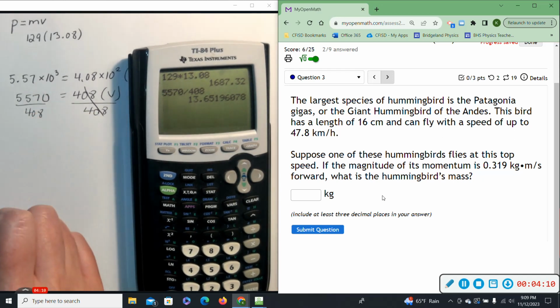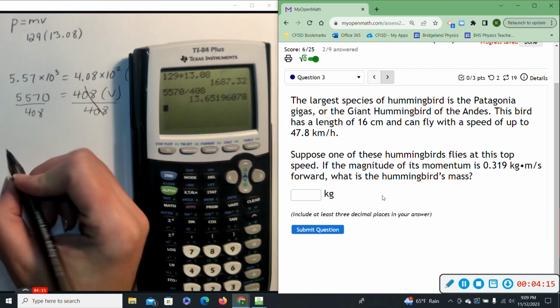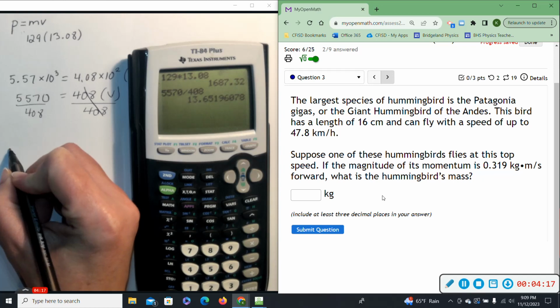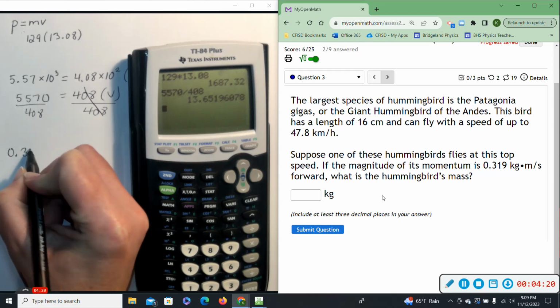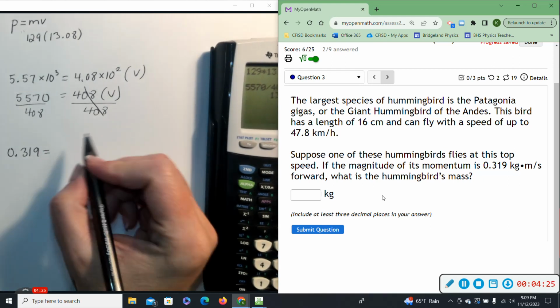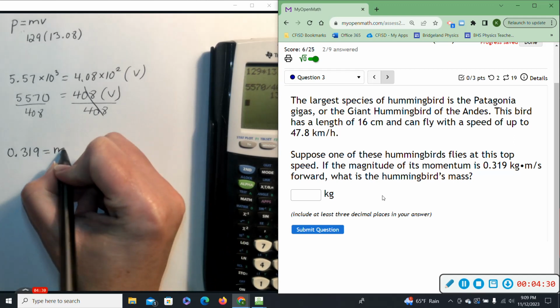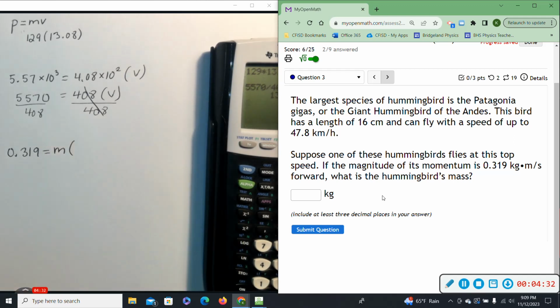But whenever you look at this one, we are provided with a momentum. So again, it's the same equation, p equals m times v. But this time our momentum is pretty small, 0.319. And we're going to set that equal to mass times velocity. The mass this time is what we're solving for, and so we just need to plug the velocity in right here. However, the velocity that we're given in this question is 47.8 kilometers per hour, and in order for us to actually use the velocity, it does need to be in units of meters per second.